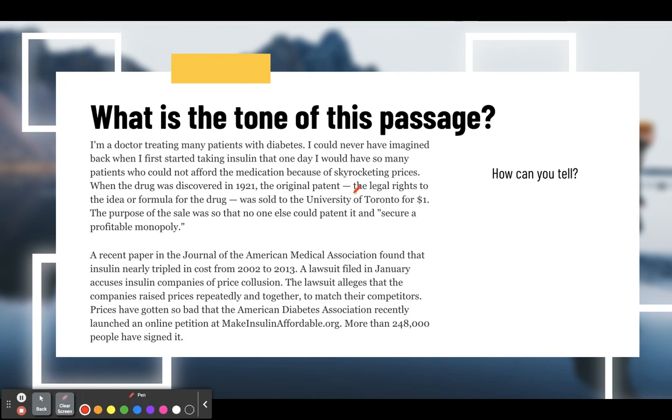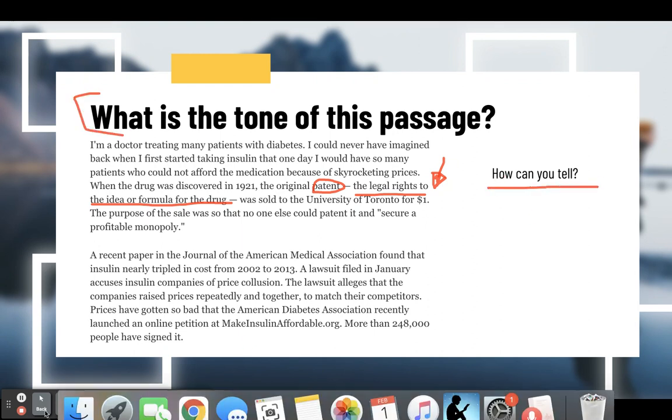Before you guys do your tone, I do want to show you it has one of our key terms here. So notice that a patent is a key term to understanding this, and a patent is the legal rights to the idea or formula for a drug. So that is a key term that you could be quizzed on in a SAW. But go ahead and answer the question, what is the tone of this passage and what words tipped you off so that you knew?